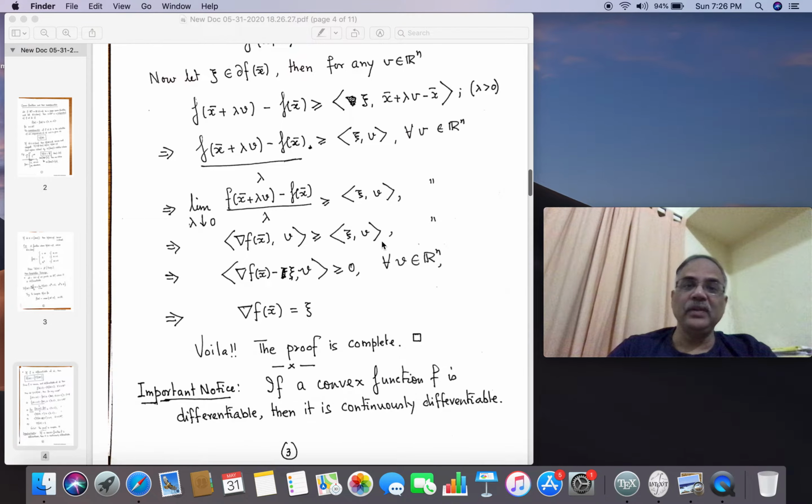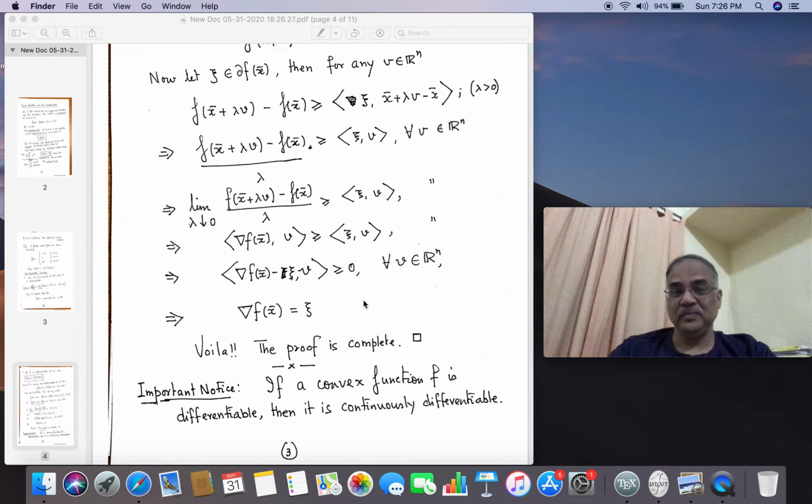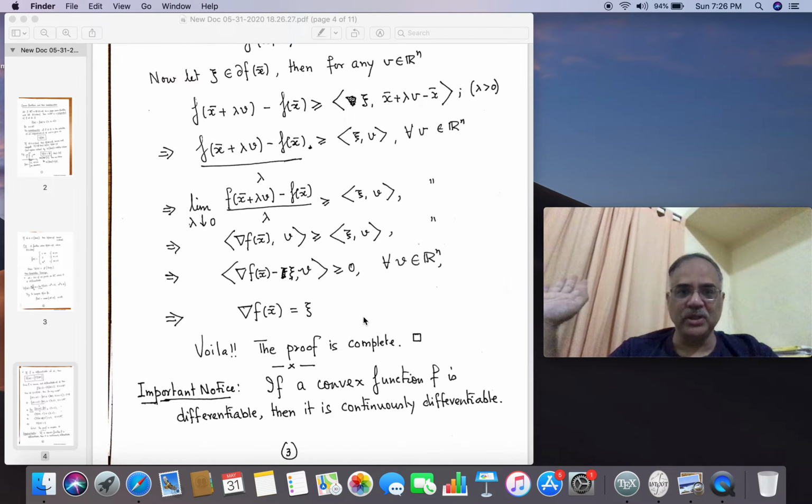So once you have done that, this is what you get at the end, and this is true for any v that you choose in Rn. And no linear function can maintain the same sign over the whole of Rn. Otherwise, it will have a minimizer over the whole of Rn, or maybe a maximizer, which is not true for a linear function. Hence, grad f(x bar) must be xi. So voila, as a friend said, the proof is complete.